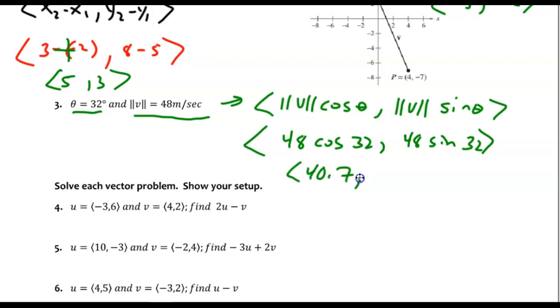And right here again, we do it again, but we're going to go sine this time for 32. Hey, and by the way, when you do these, make sure your calculator's in the right mode. You should be in degree mode because 32 degrees. All right, and that's 25.4. So there's our component form right here.